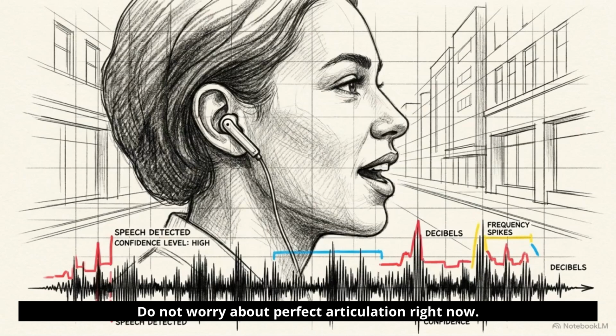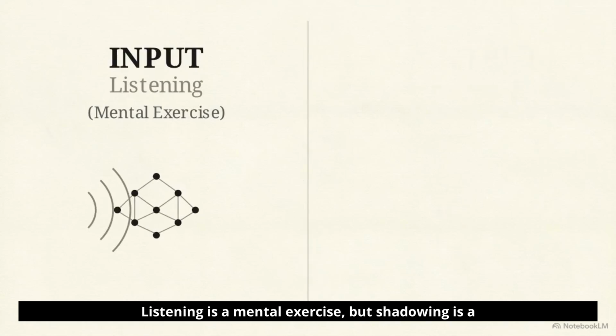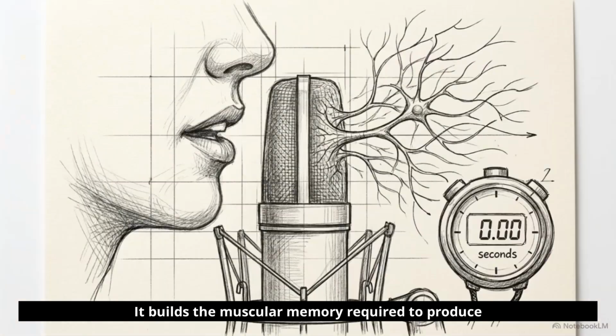Do not worry about perfect articulation right now. Prioritize matching the overall rhythm and speed of the speaker. Listening is a mental exercise, but shadowing is a physical one. It builds the muscular memory required to produce foreign sounds on demand without the hesitation that leads to freezing.